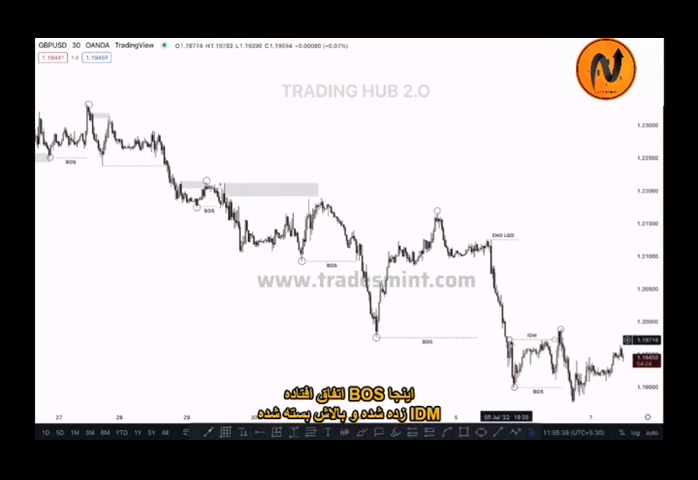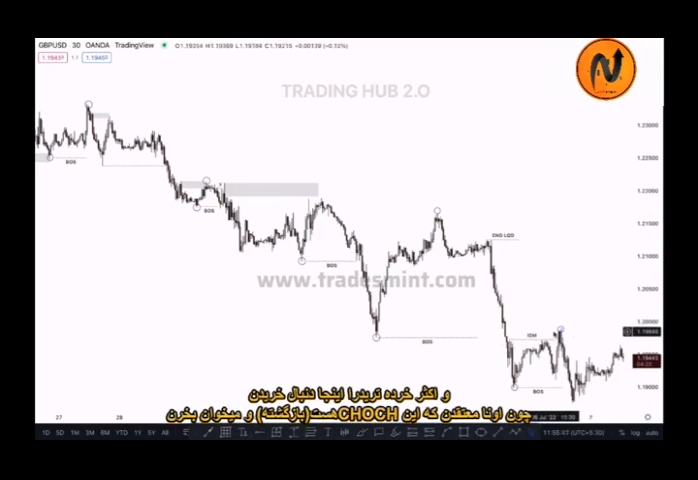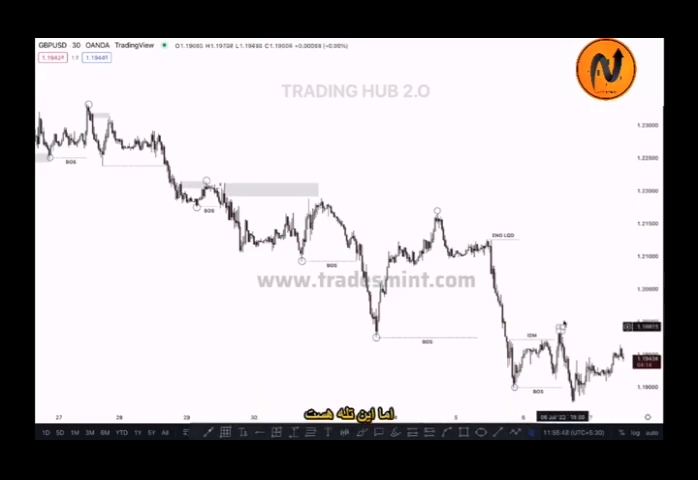Same thing happens here. The market breaks this structure, this is inducement, closes above it, and most of the retailers are looking here for a buy because they are expecting this is a change of character reversal, but this is a trap. That's called entry type 2.